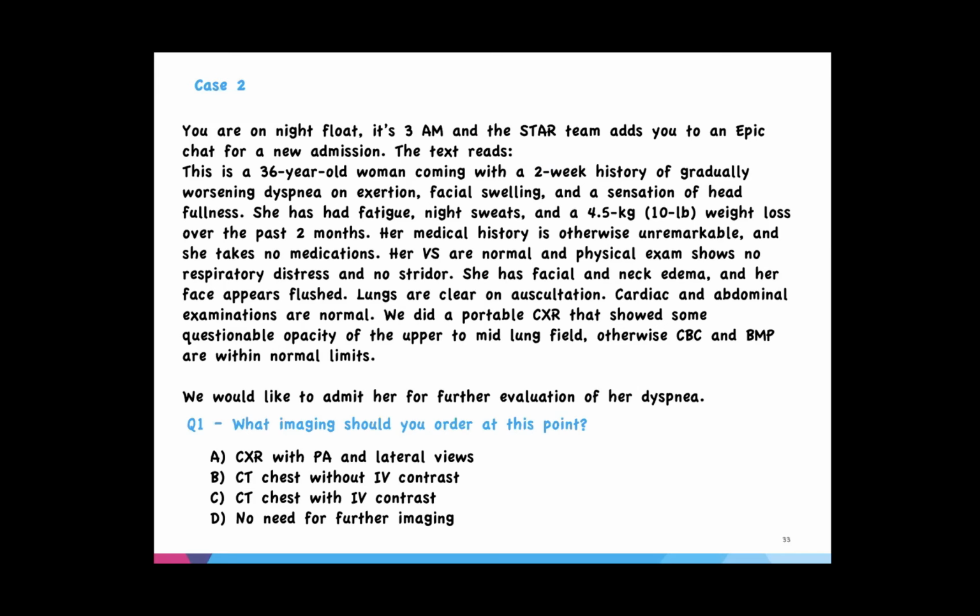So what imaging should you order at this point? A chest X-ray with PA and lateral views, since you only have a portable, a CT chest without IV contrast, a CT chest with IV contrast, or you don't need any further imaging. And launching a poll, what do you guys think? Let's think it's night float. There's no one you can talk to. What are you doing?